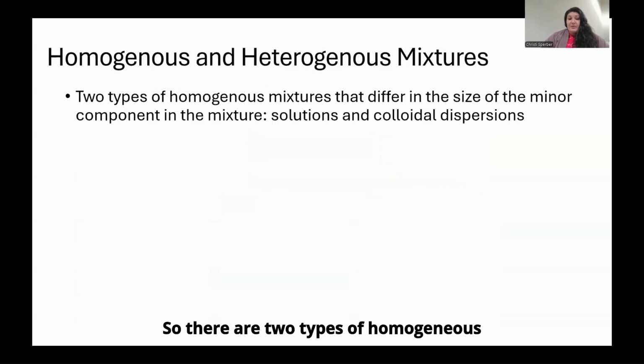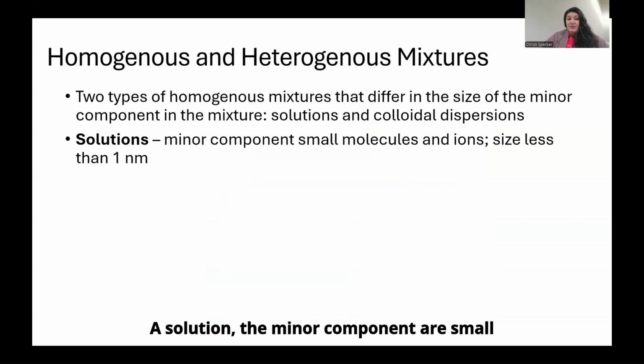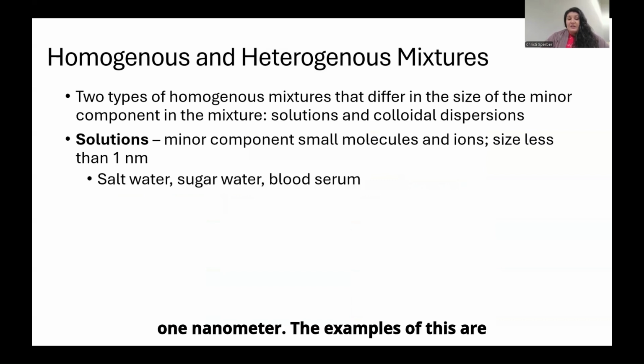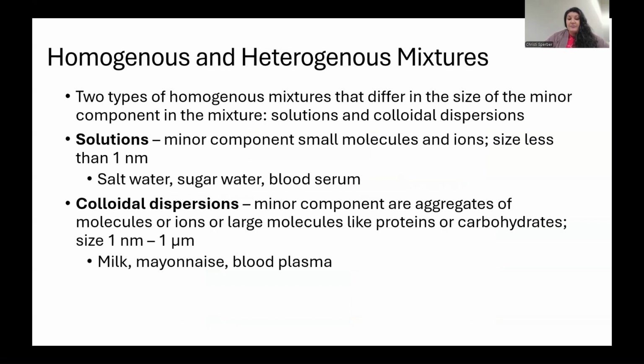There are two types of homogeneous mixtures that differ in the size of the minor component in the mixture. There are solutions and colloidal dispersions. In a solution, the minor components are small molecules and ions with size less than 1 nanometer. Examples of this are salt water, sugar water, and blood serum.